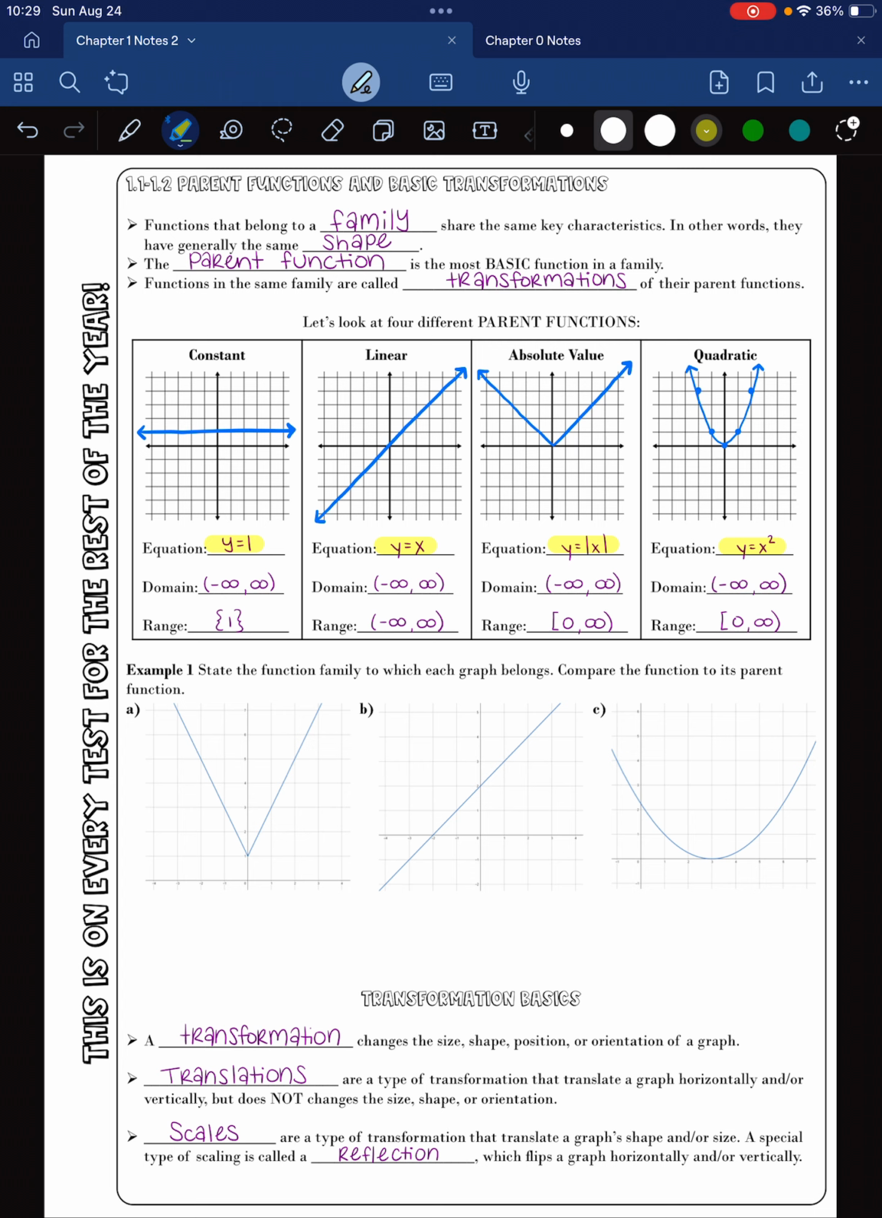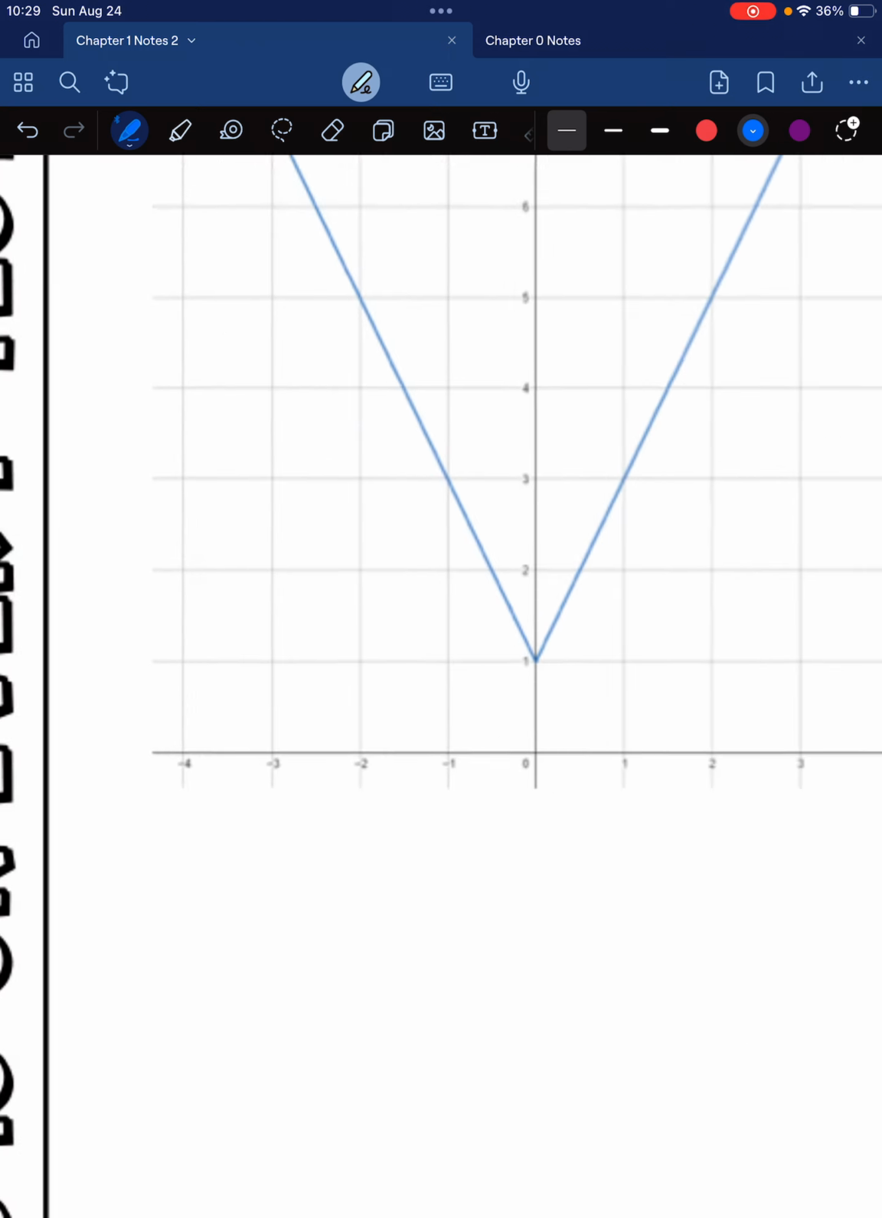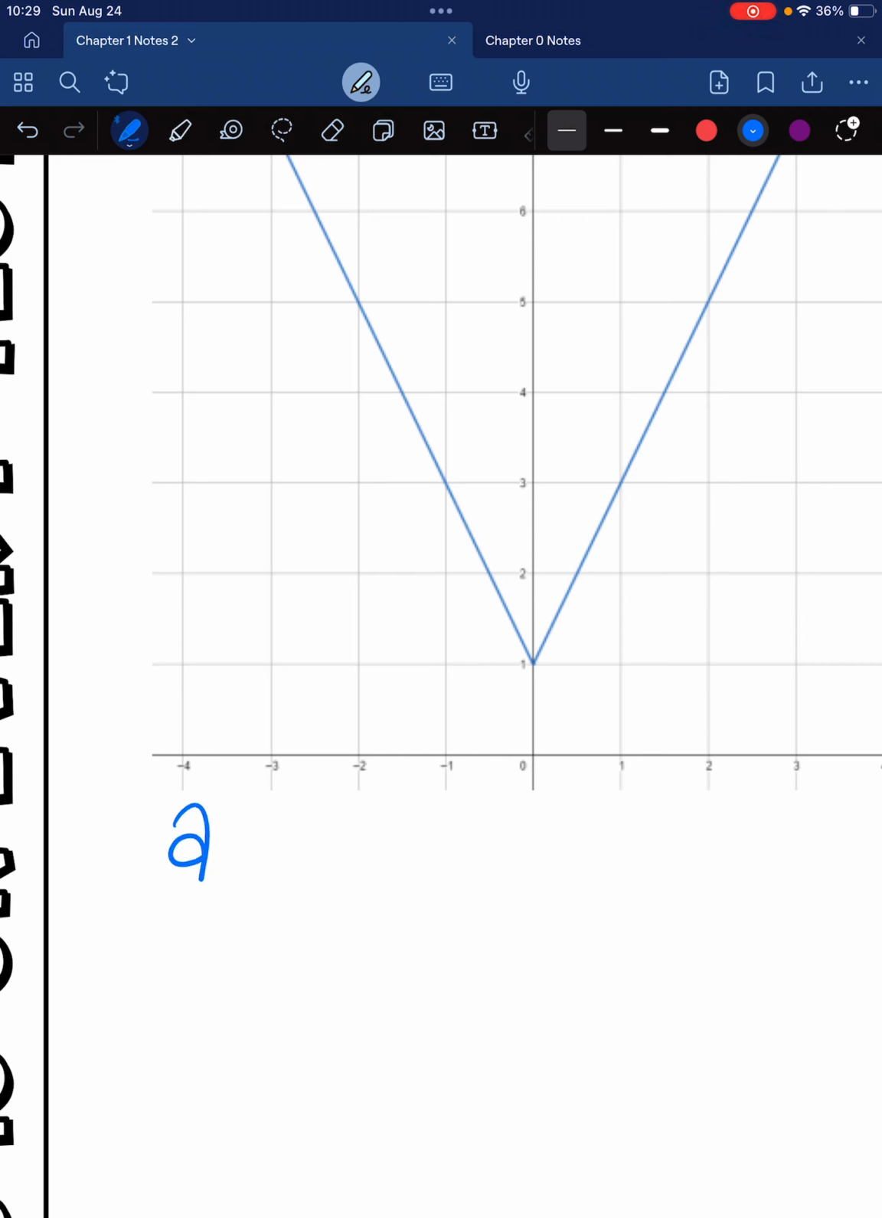Okay, so I went through and I already have the domain and range for all these functions, but it's a good chance for you to practice to make sure you know domain and range. And in example 1, it asks us to state the function family to which each graph belongs, and compare the function to its parent function. Okay, so again, we are going to decide the family based on what the graph looks like. So A looks like a V, so I can tell that belongs to the absolute value family. So I'm going to go ahead and put absolute value there.